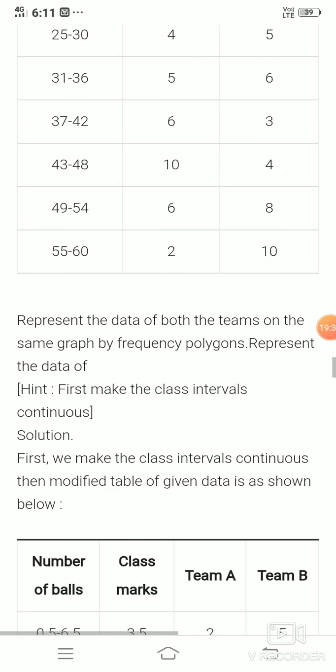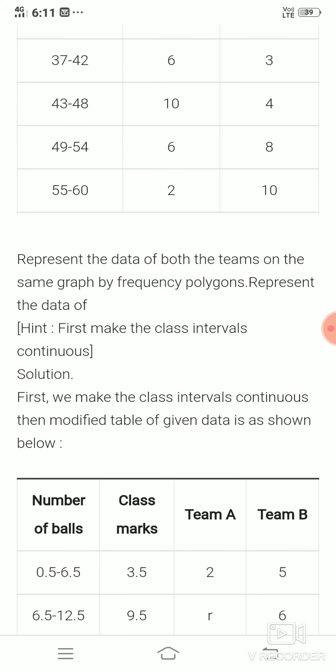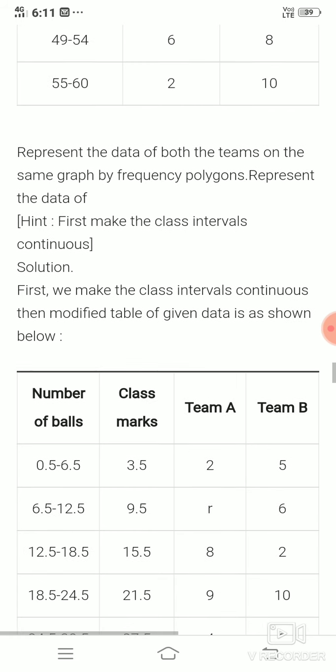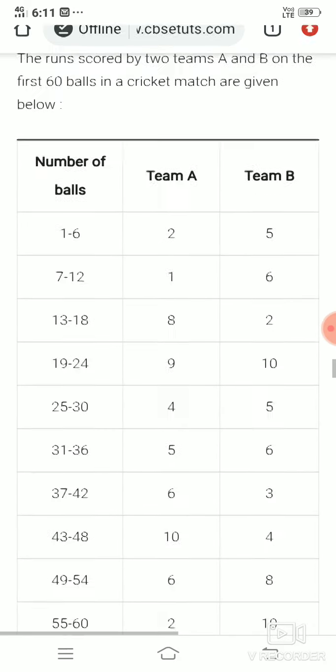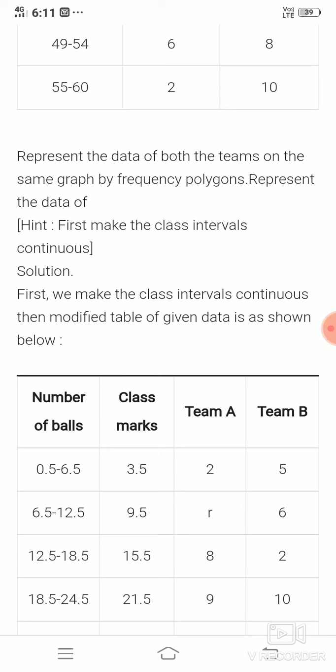Here, represent the data of both teams on the same graph with frequency polygons. First make the class intervals continuous, so subtract 0.5. So 0.5 to 6.5, next 6.5 to 12.5. For the class mark, upper limit plus lower limit divided by 2, we can get 3.5.